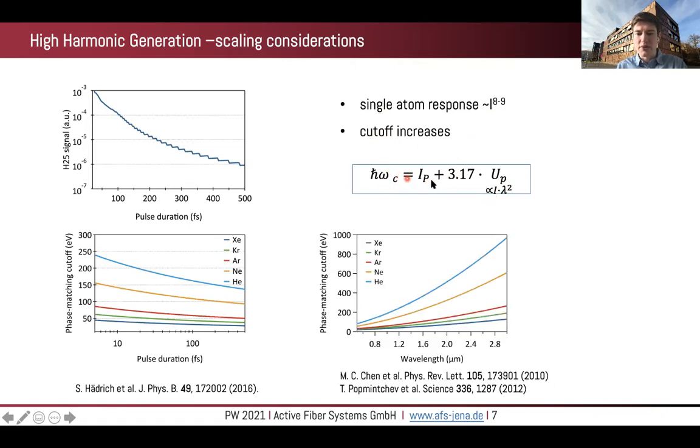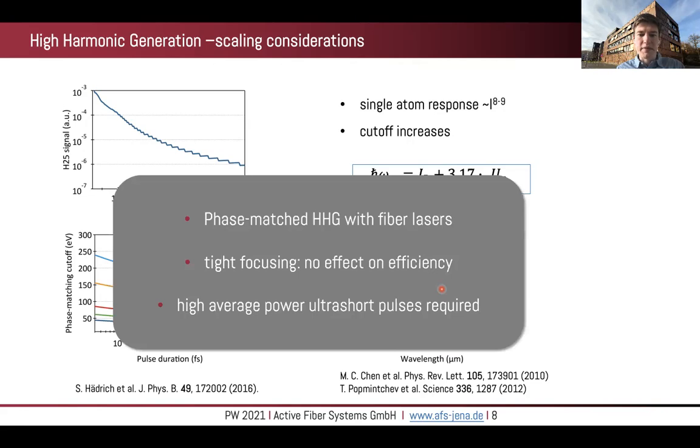And another way to increase your photon energy or generate shorter wavelength radiation is to use a longer wavelength driving laser, because this ponderomotive potential scales with lambda square. And actually 2 micron lasers are a very interesting aspect to go into the water window. And if you are interested, my colleague Christian Geider also has a talk in this week's conference on AFS 2 micron laser systems. So that means phase-matched HHG with fiber lasers is possible.